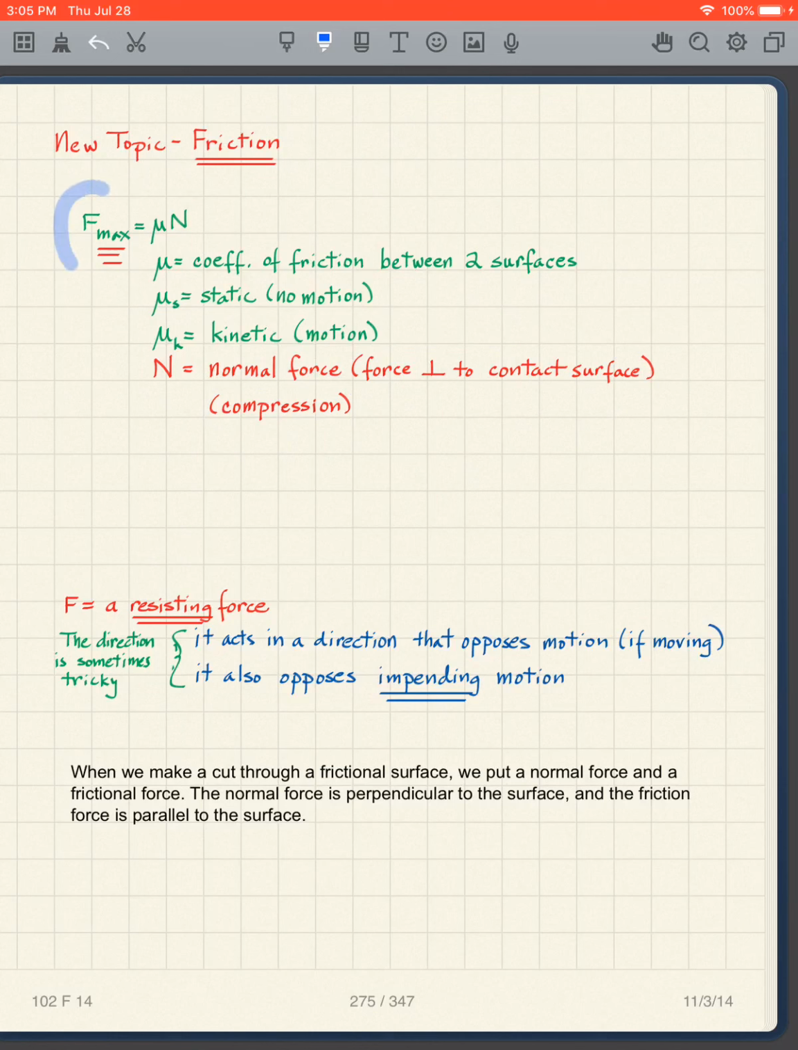Now, what you may or may not have learned is that this is the maximum. This mu times N is the maximum friction we can get. We may not mobilize all that friction. And that's one of the things we're going to look at when we do this.